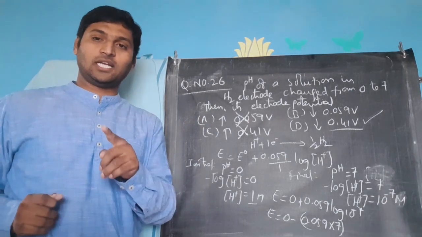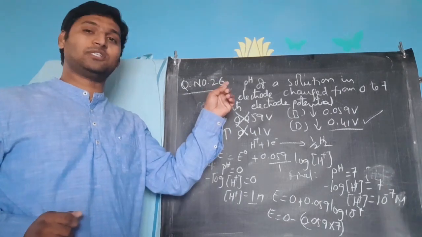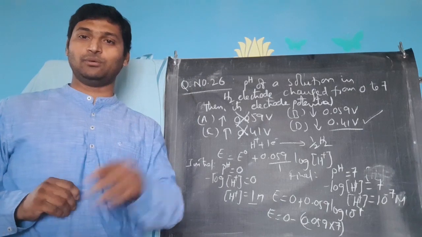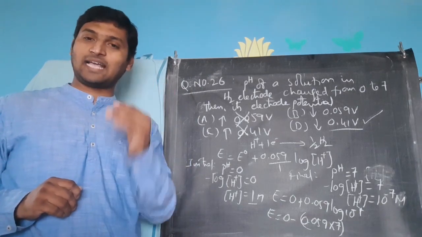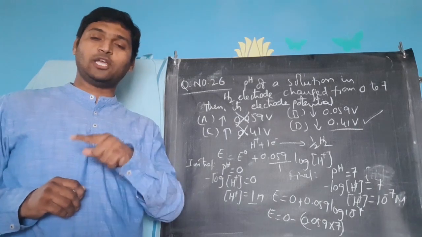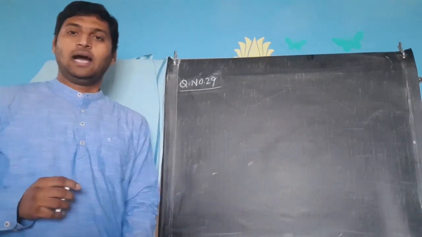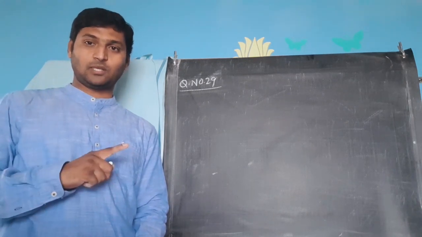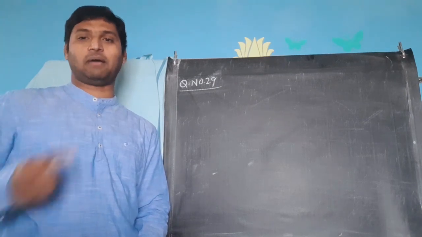Again, a question in which concepts of electrochemistry are combined with the concepts of ionic equilibrium. Last session only I told you that plenty of Nernst equation related questions or galvanic cell related questions will be combined with concepts from ionic equilibrium. I am switching to question number 29. Hope you remember the rules. Pause the video, go through the question, try solving it and then come back here.